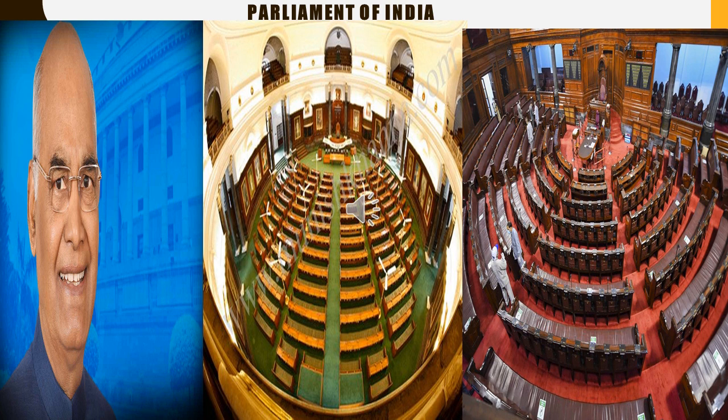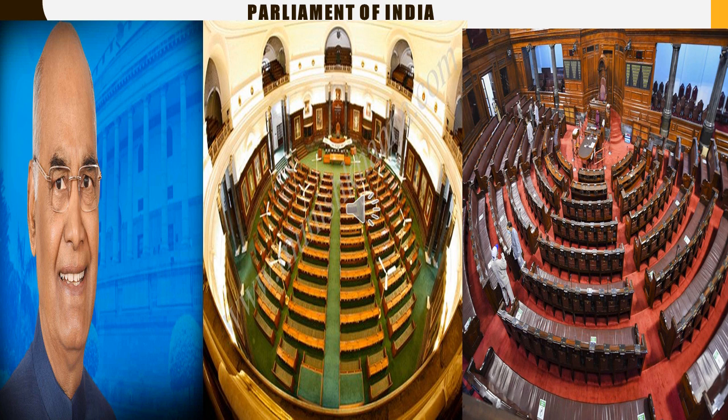They are the President, the Rajya Sabha, that is the Council of the State, and the Lok Sabha, the House of the People. Rajya Sabha is the upper house, also called the Council of the State, because the members of the Rajya Sabha are elected by the members of the State Legislative Assembly. That's why it is called the Council of State and upper house.